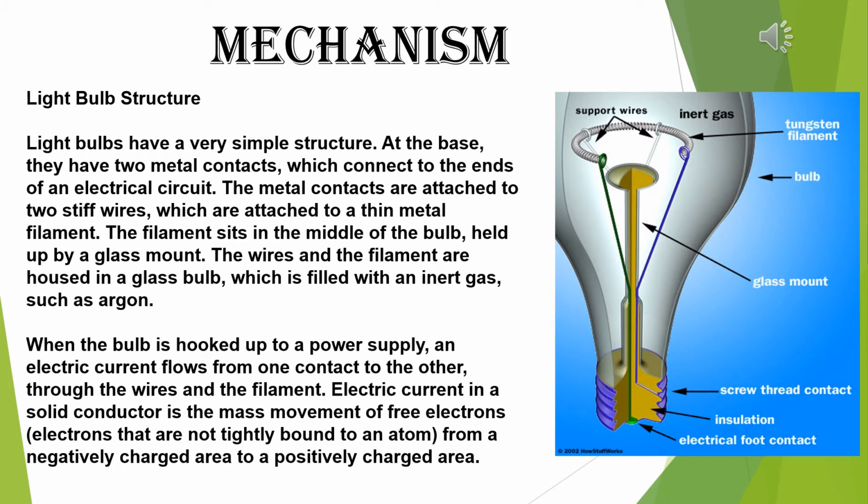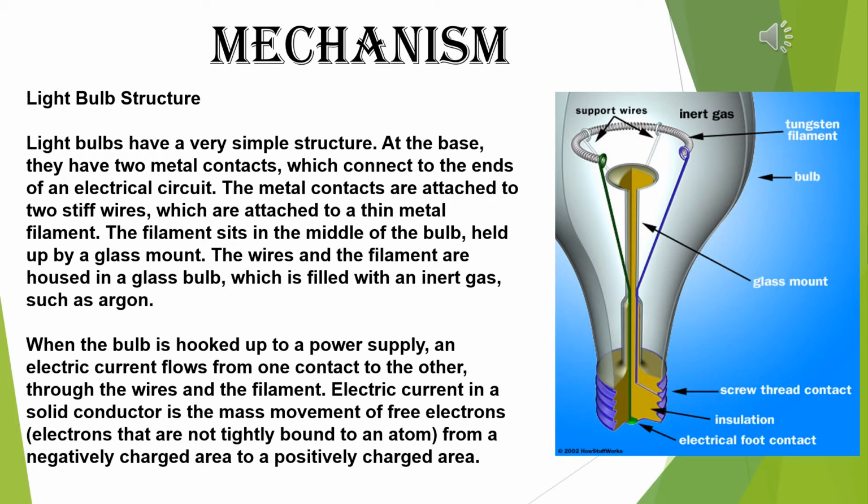So here I have described the structure and mechanism of the incandescent bulb. In the first paragraph I have described the structure, and in the second paragraph I have explained the mechanism. Light bulbs have a very simple structure. At the base they have two metal contacts which connect to the ends of an electrical circuit. See the diagram, screw thread contact and electrical foot contact. Two contacts are there and in between them an insulator is placed.